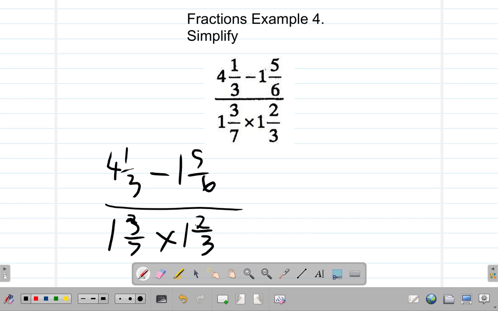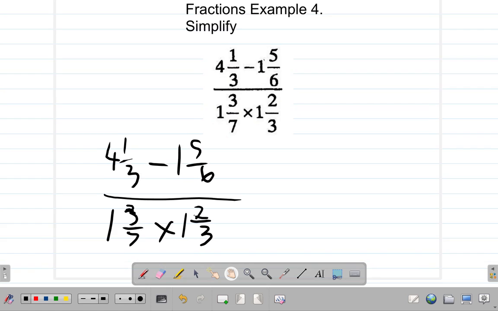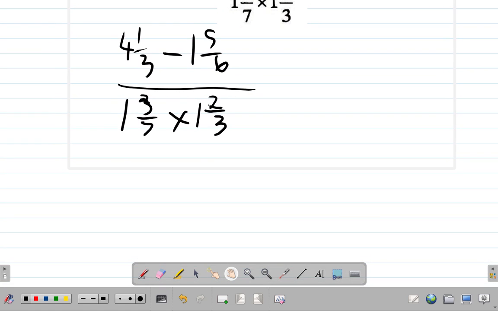Alright, let's see what happened now. We changed the mixed fractions to improper fractions. 3 fours are 12 and 1 is 13, so 13/3 minus 1 5/6. 6 ones are 6 and 5 is 11, so 11 over 6.